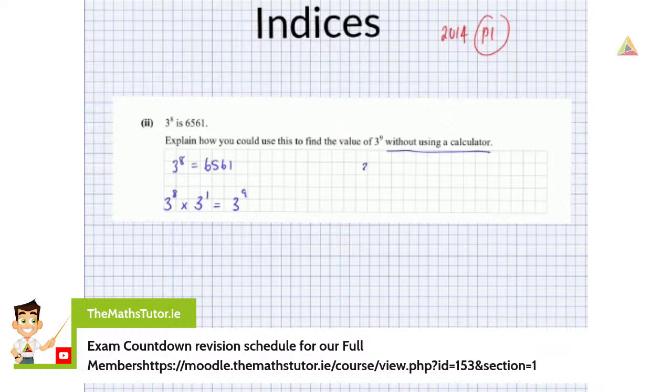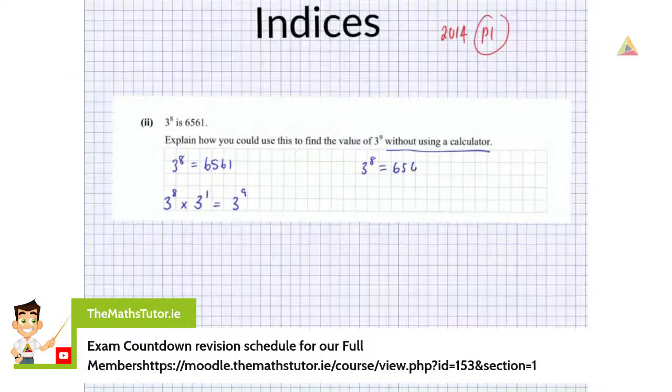Now another way of doing that would be, so we are told that 3 to the power of 8 is equal to 6,561. So if we were to do that out, it would be 3 by 3 by 3 by 3 by 3 by 3 by 3 by 3. That's 3 to the power of 8. That gives us 6,561. Now, that's 3 to the power of 8. So if we were to multiply 3 to the power of 8 by 3, we'd get 3 to the power of 9. So we could multiply 6,561 by 3, and that would give us 3 to the power of 9. And you could do long multiplication out in your rough work to give you the answer.